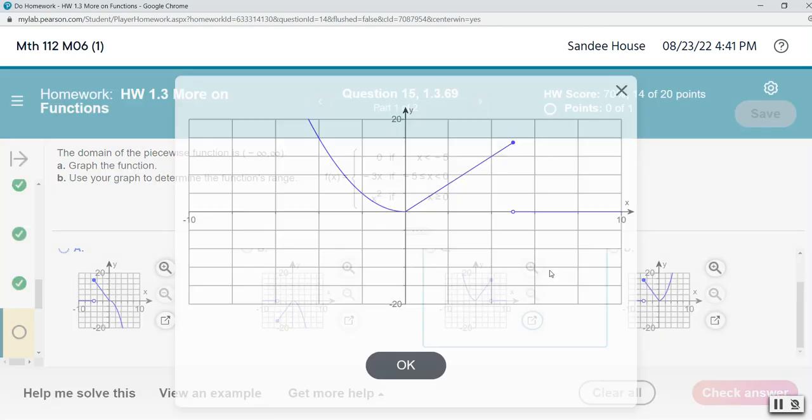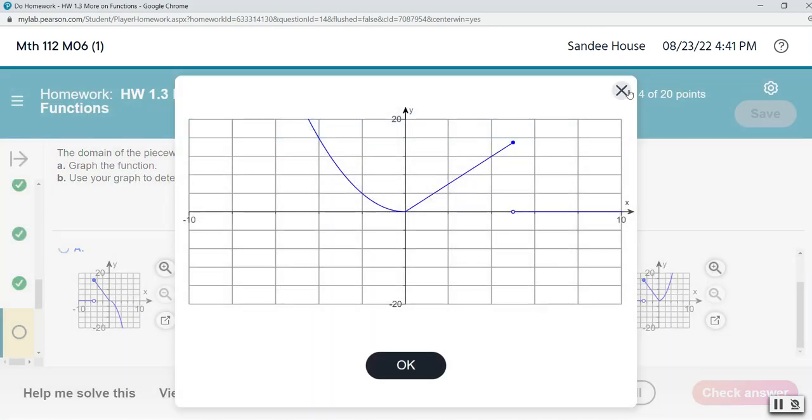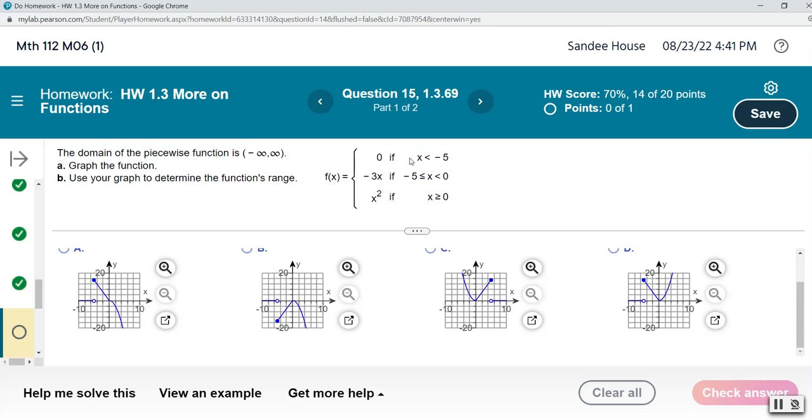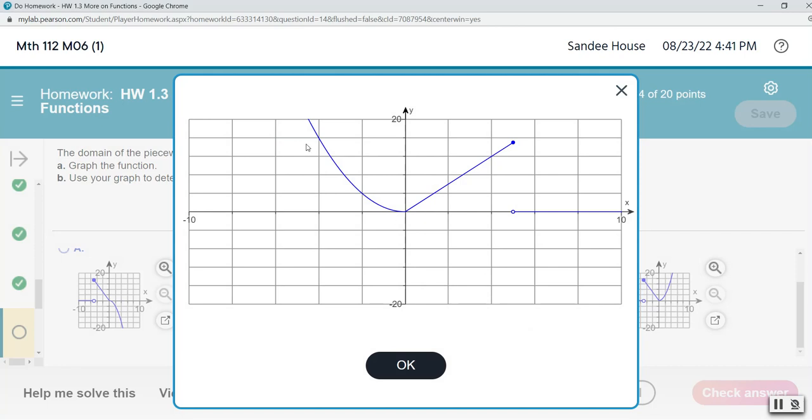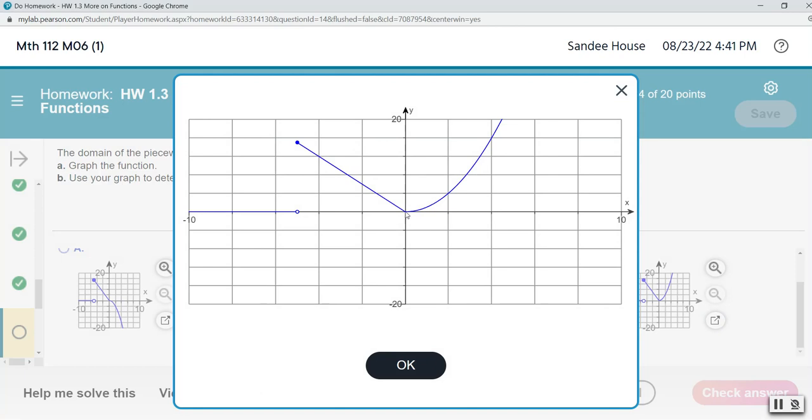Can't be this one because the U shape is on the left-hand side, and according to our function, our U is to the right of 0. Look, the U shape is the square one. That's to the right of 0. And look, this one's on the left side. So in conclusion, this has to be the answer because look, there's a U shape on the right of 0. So there it is right there.